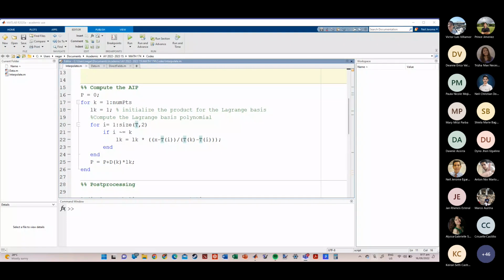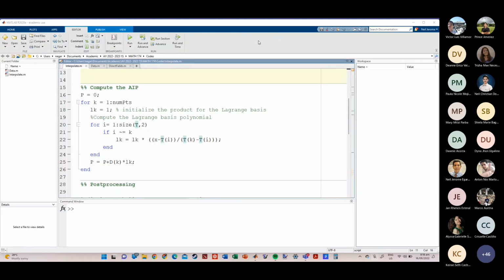All right, and then mako-compute ko na yung pang K na Lagrange basis polynomial. So para dun sa pang K na iteration, previous value ni P plus function value at X sub K times the kth Lagrange polynomial. I-add ko lang siya sa previous P and I'll get P. All right? So that will do it. That would be your Lagrange basis polynomial. That will be your algebraic interpolating polynomial.